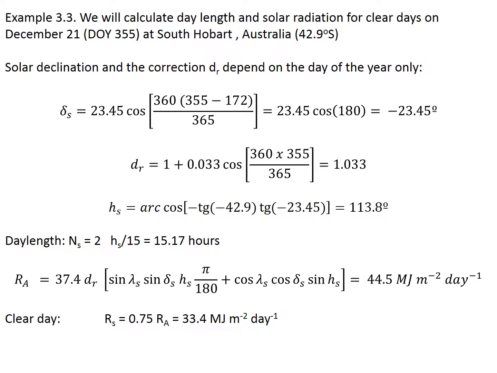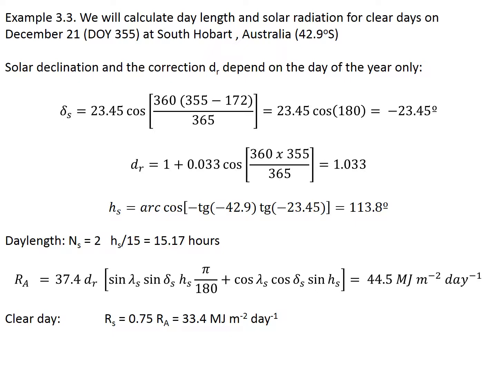Therefore, now that we know declination and we know the latitude, we can calculate HS as the arc cosine of minus tangent of the latitude, minus 42.9 (note that for southern locations we consider latitude to be negative), multiplied by the tangent of minus 23.45. Therefore, HS equals 113.8. And day length is calculated as 2 multiplied by HS over 15.